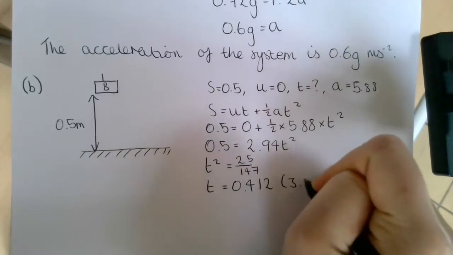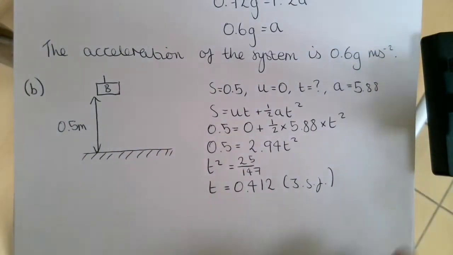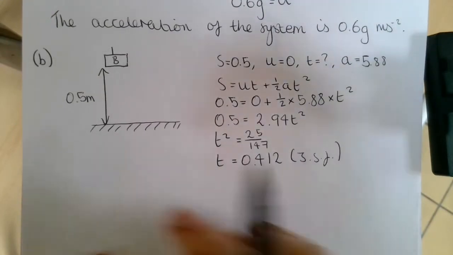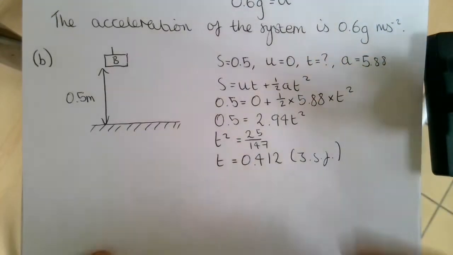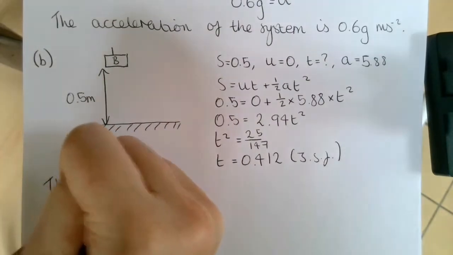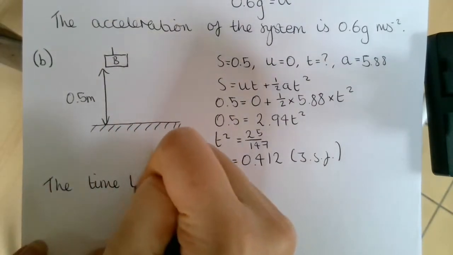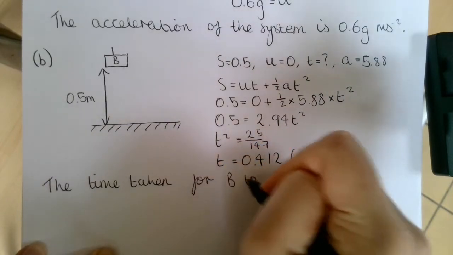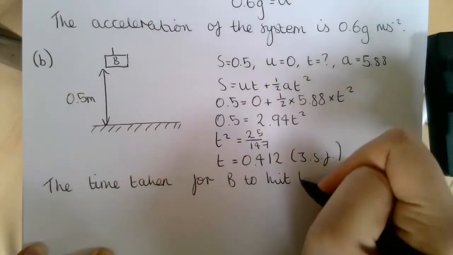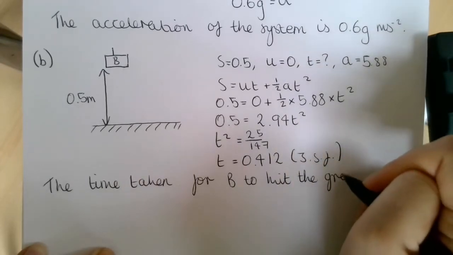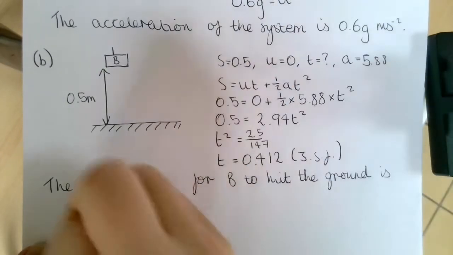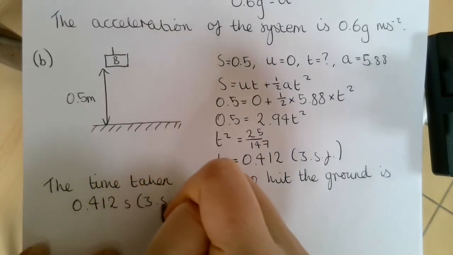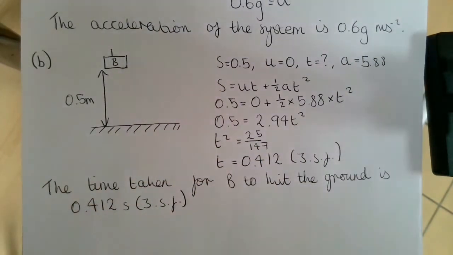to 3 significant figures. Again, we've been asked to find the time. We found a value of T, so we now need to write a statement to say what the time is. So the time taken for B to hit the ground is 0.412 seconds to 3 significant figures.